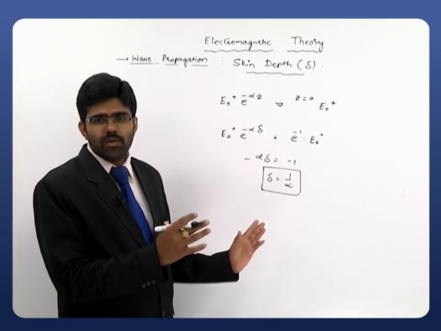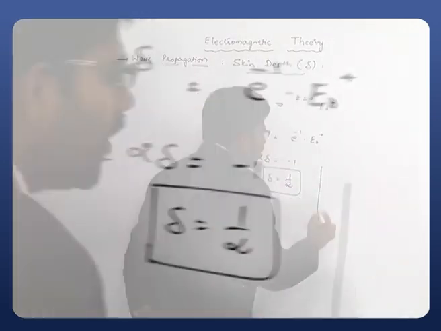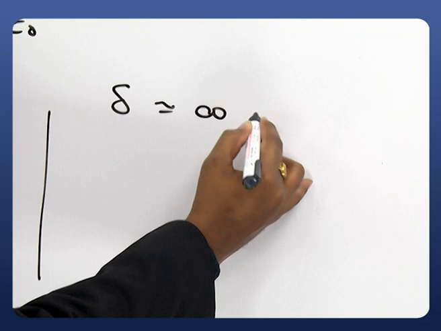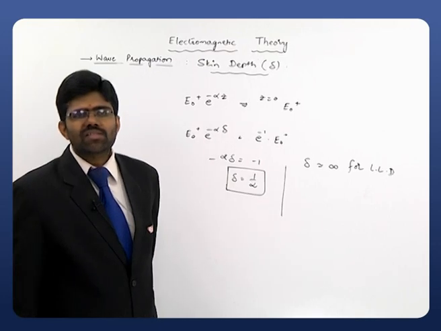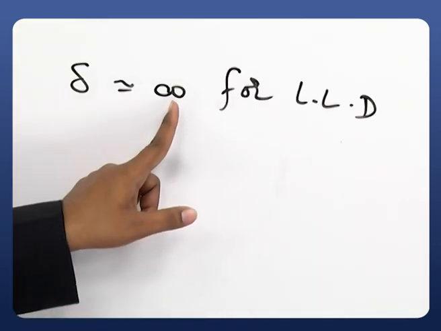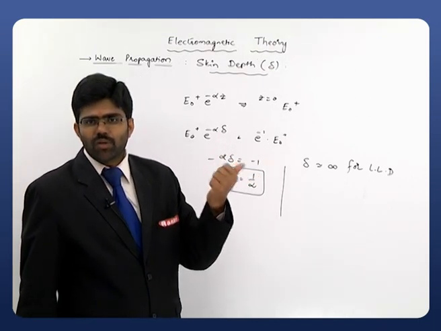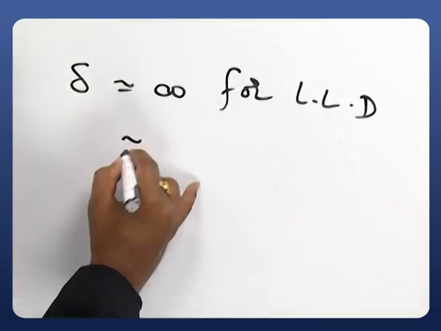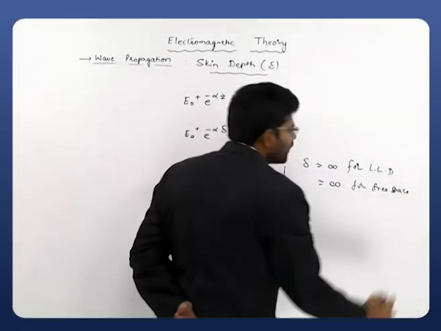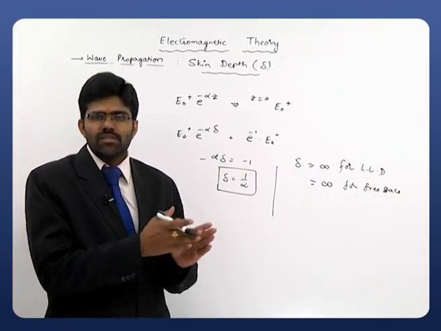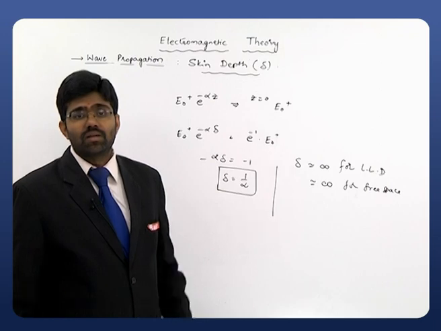If you observe it in a simple way, for dielectrics, what is the value of alpha? If it is a lossless dielectric, alpha is 0. Therefore, delta is approximately infinite for a lossless dielectric, which means the wave will travel an infinite distance with very good strength. And for free space, it is also infinite, right? Since alpha equals 0, in free space the wave will travel an infinite distance approximately without any loss or degradation. Now come to the conductor.